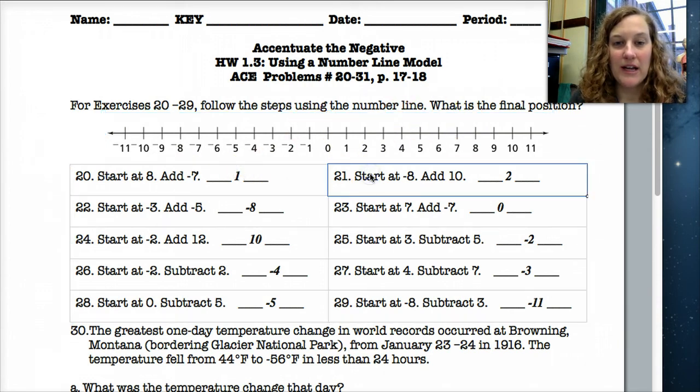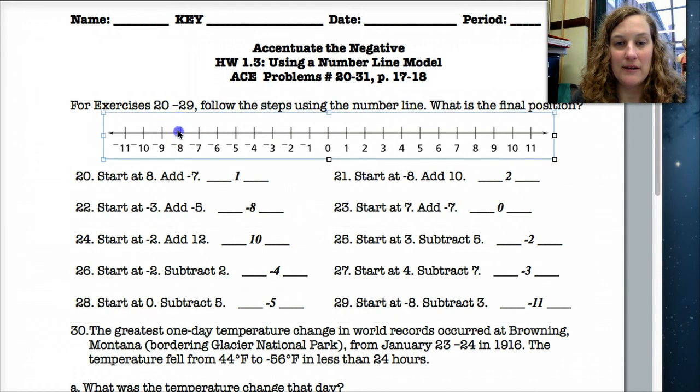If I start at -8 and I add, remember, adding a positive number means you go to the right. So if I start at -8 and I add 10, I go 1, 2, 3, 4, 5, 6, 7, 8, 9, 10, and I get to 2.